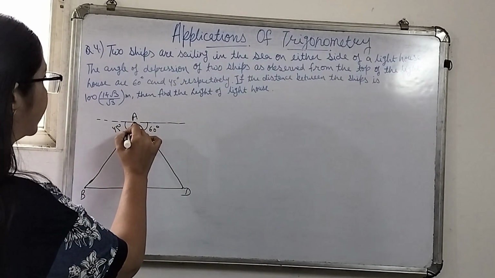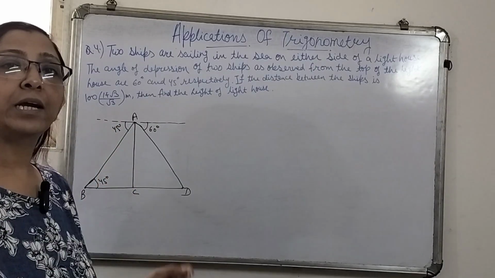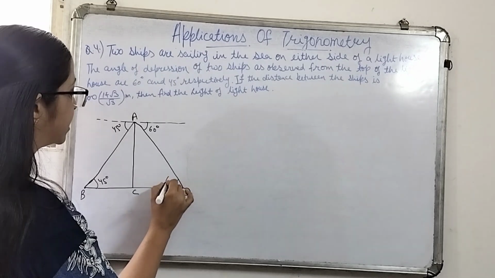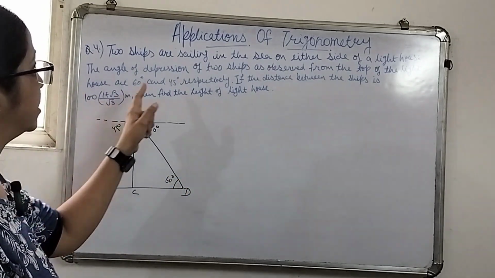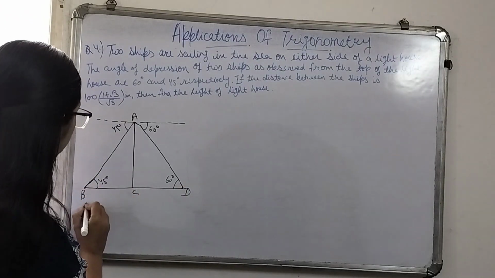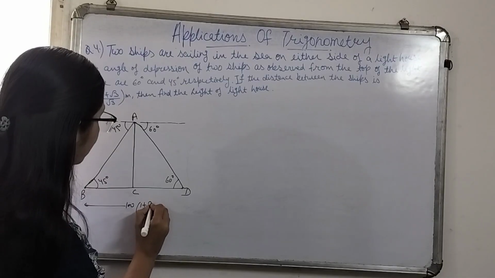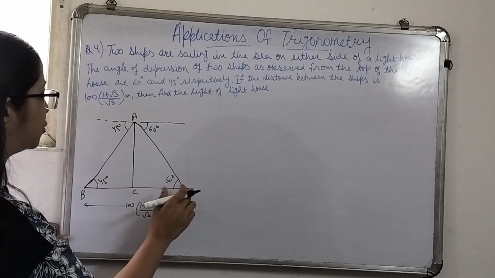That's the reason if this angle is 45 degree, this angle will even be 45 degree because they are alternate angles. Similarly, if this angle is 60 degree, this angle will even be 60 degree. It is even given to us that the distance between the ships, that means distance between B to D, is 100 multiplied by (1 plus root 3) over root 3 meter.